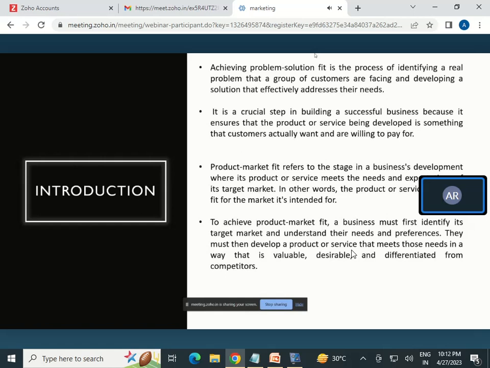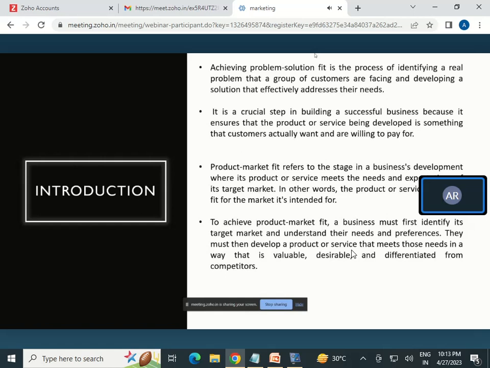So to achieve a product market fit, a business must first identify its target market. The first task is to target your exact market, then understand their needs and preferences, what kind of product they prefer to use. And they must then develop a product or service that meets those needs in a way that is valuable, desirable, and differentiated from the competitors. So these are the different technical terms you can say: valuable, desirable, differentiated.